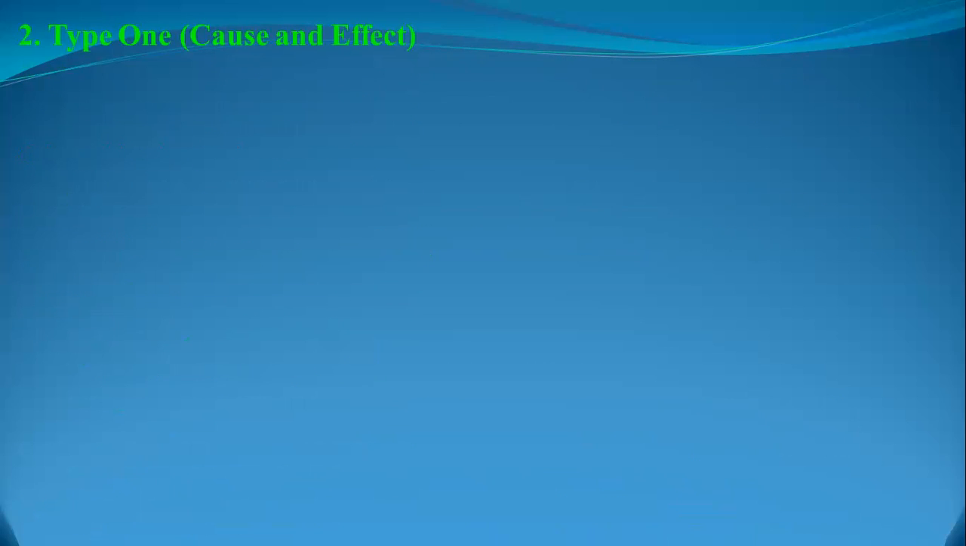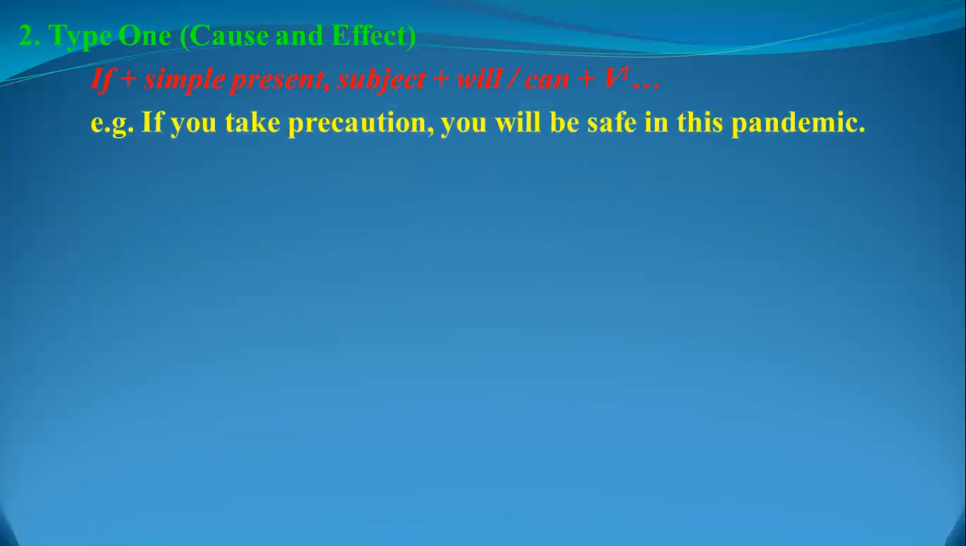Type 1. It is also called cause and effect. The structure is: if plus simple present, subject will, can plus verb 1, also called the infinitive. Here is an example: if you take precaution, you will be safe in this pandemic. So this is type 1. Cause: if you take precaution. Effect: you will be safe in this pandemic.